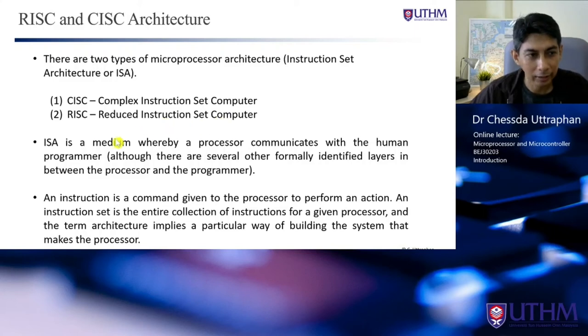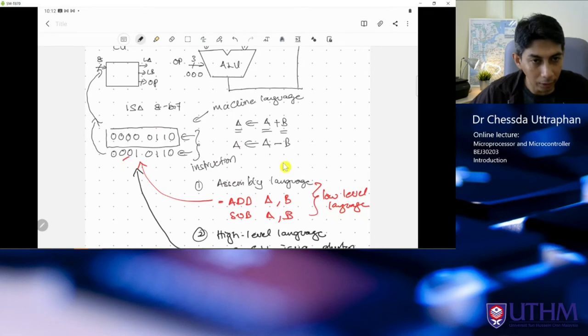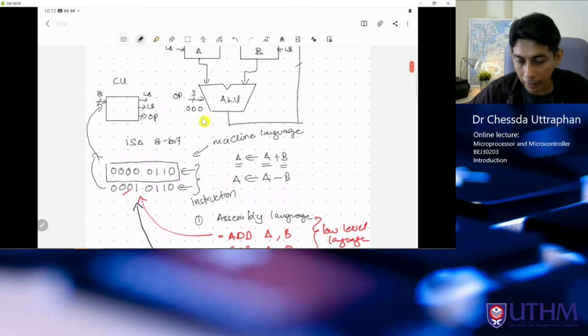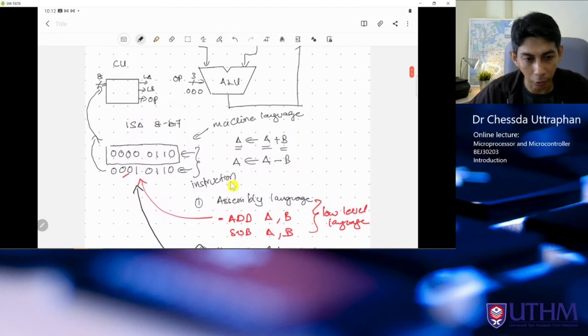But what are these two? Look at this. This is just the explanation of the previous one. I have explained already. ISA is a medium whereby a processor communicates with the human, a programmer. Although there are several other formally identified layers in between processor and programmer. Just like I said, this is a communication with the programmer. We are programmers. We write a program like this or like this, and use the computer to translate to the machine code so that our microprocessor can understand the code, the instruction, the program.